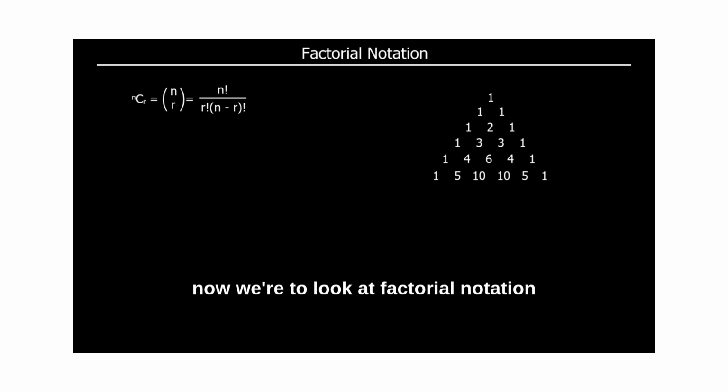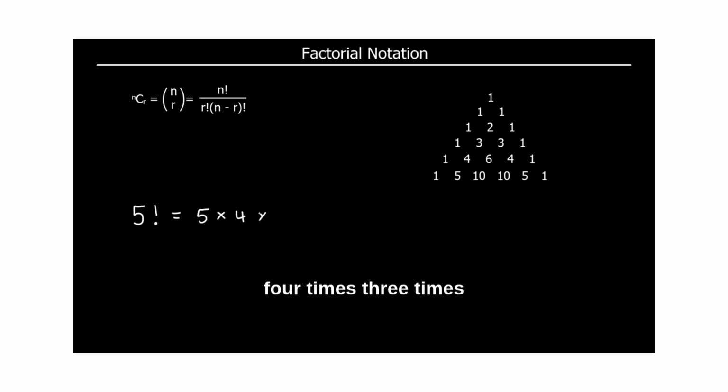Now we're going to look at factorial notation. If we have 5 factorial, that's 5 with an exclamation mark after it. That means 5 times 4 times 3 times 2 times 1. 3 factorial is 3 times 2 times 1.